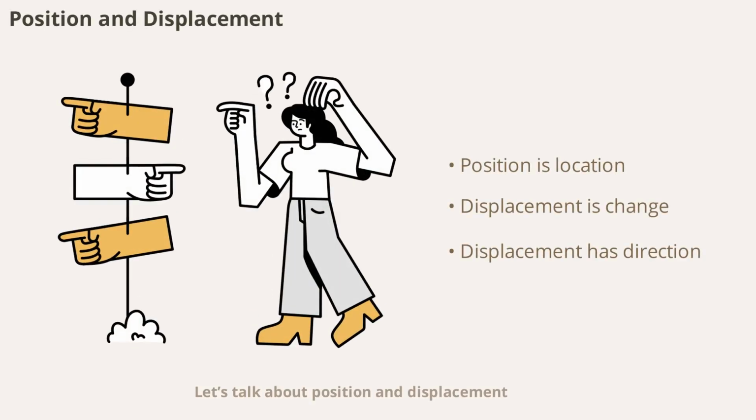Let's talk about position and displacement. Position describes the location of an object at a particular moment, usually measured from a reference point. Displacement, on the other hand, is the change in position of the object. It's a vector quantity, meaning it has both magnitude and direction. For example, if you walk 5 meters east from your starting point, your displacement is 5 meters east. Understanding these concepts is crucial for analyzing how objects move.